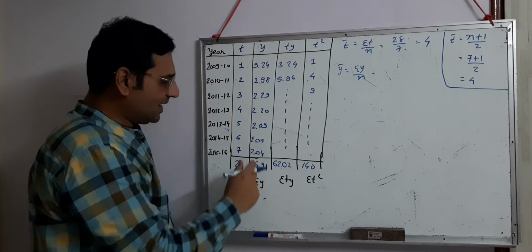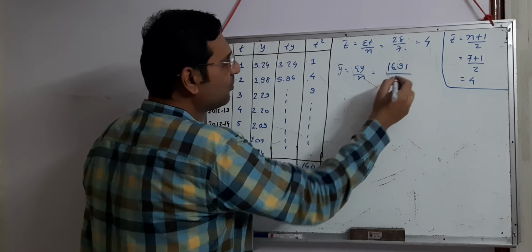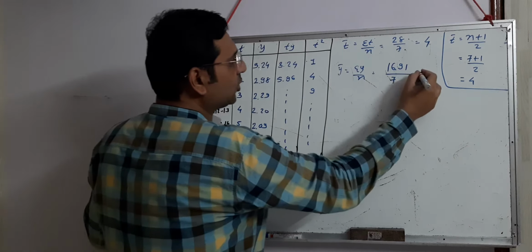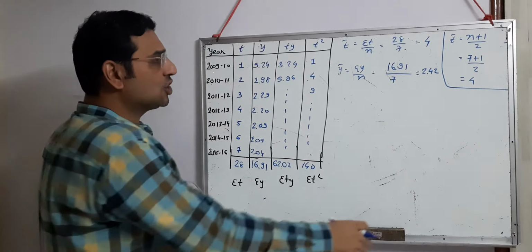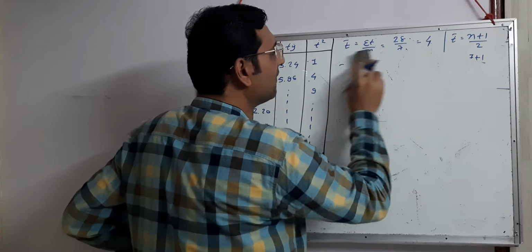So sigma y is 16.91 upon 7. So it will give us the value 2.42, approximately, rounded up. So this is t bar and y bar. Very basic calculations required in the sum.